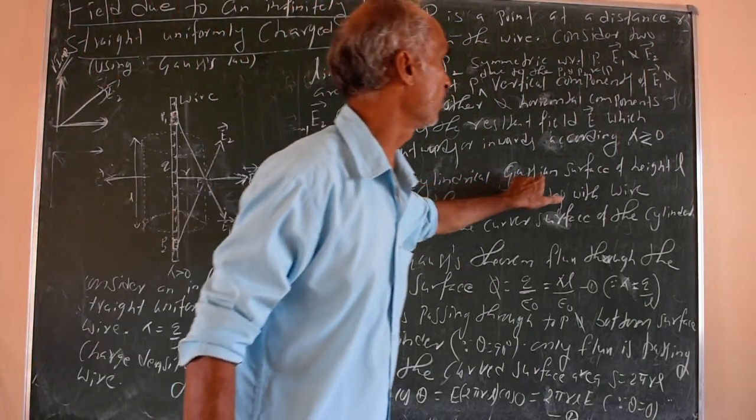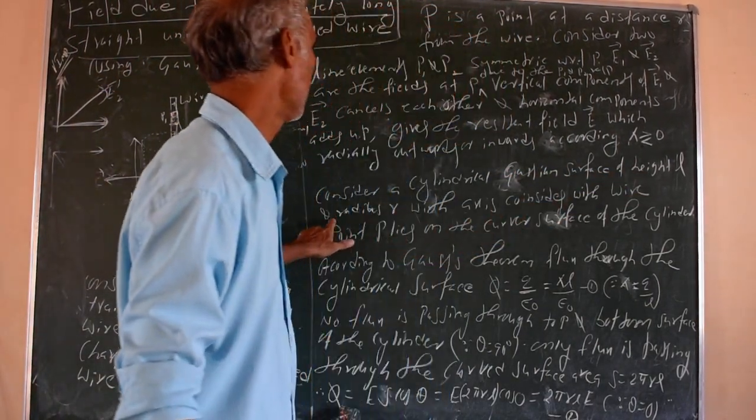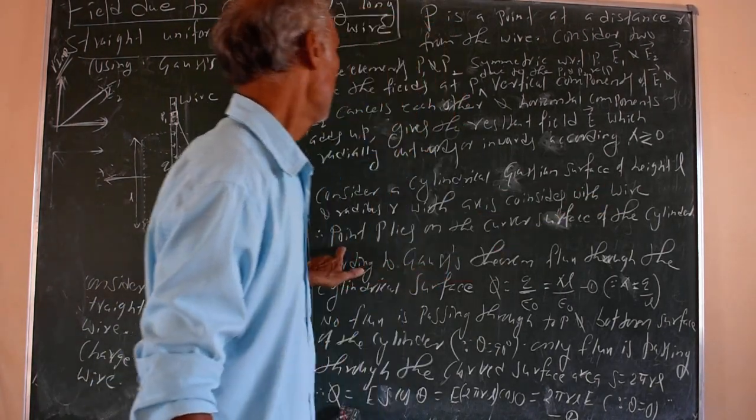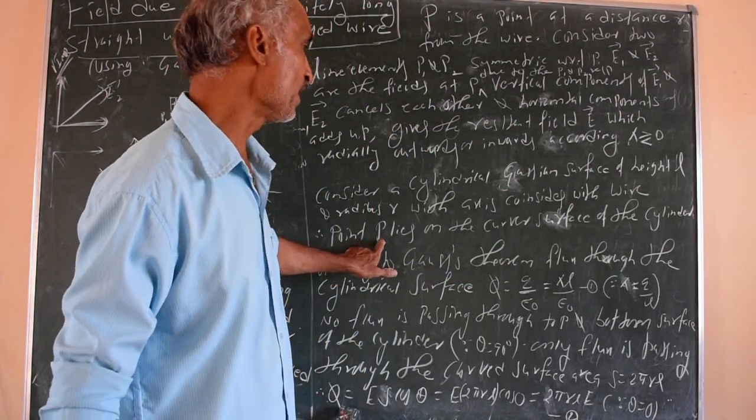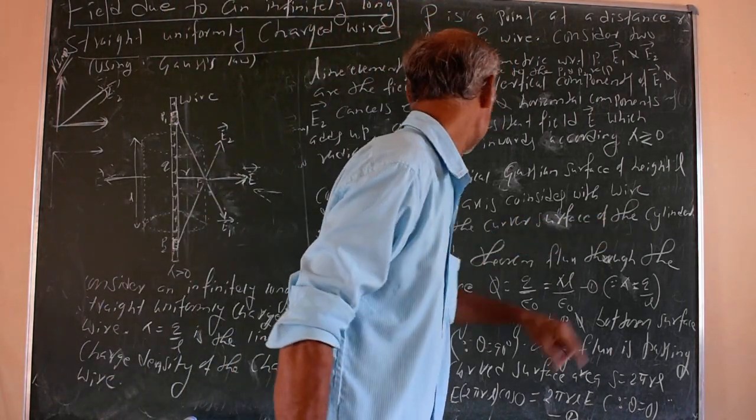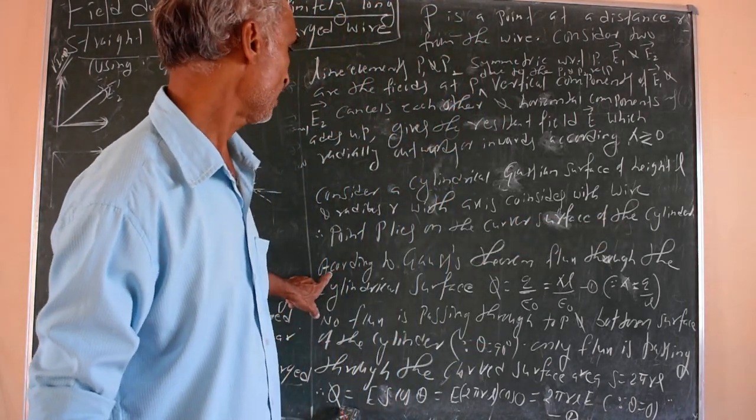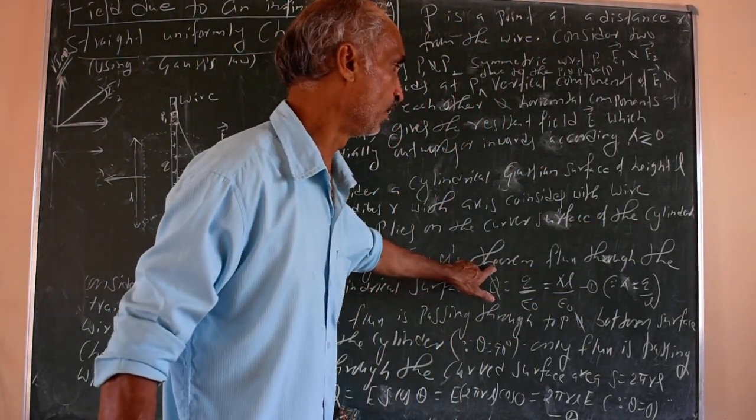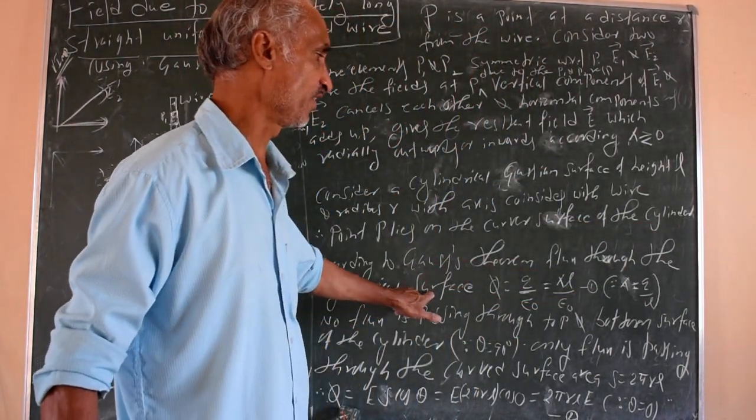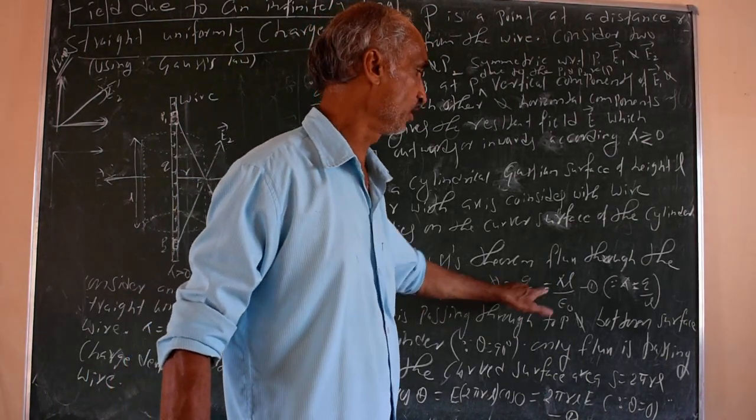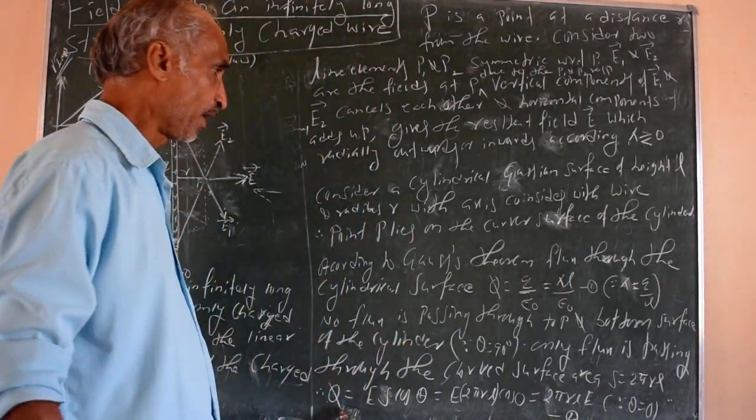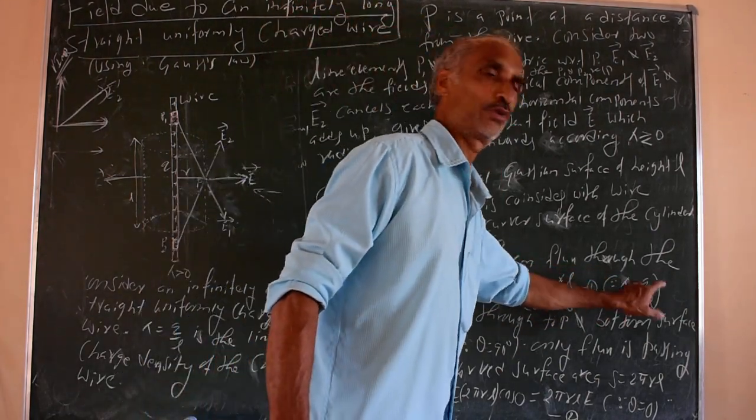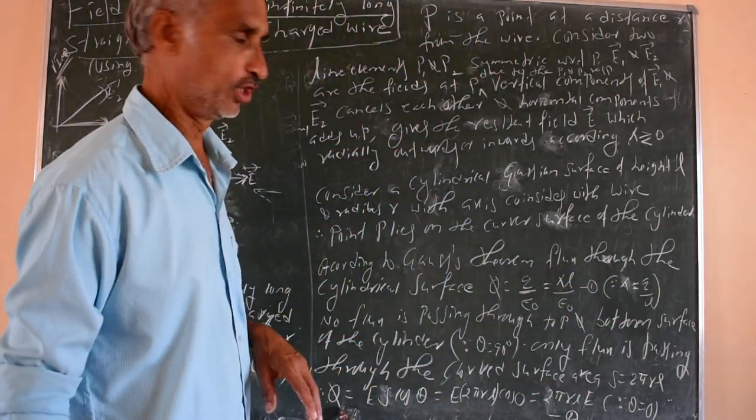Consider a cylindrical Gaussian surface of height L and radius R with its axis coinciding with the wire. Therefore, the point P lies on the curved surface of the cylinder. According to Gauss's theorem, flux through the cylindrical surface phi is equal to q upon epsilon. What is q? q is equal to lambda into L, because lambda is equal to q by L. So phi is lambda L upon epsilon.